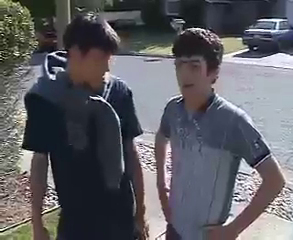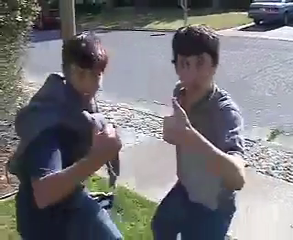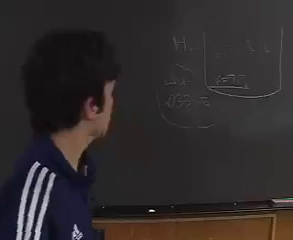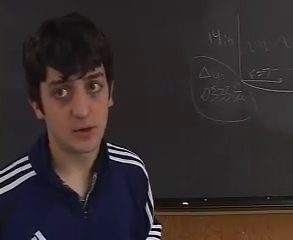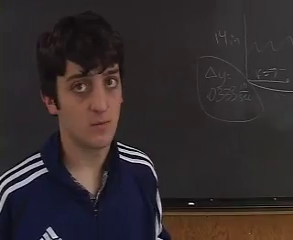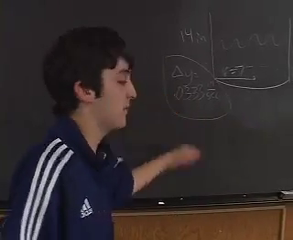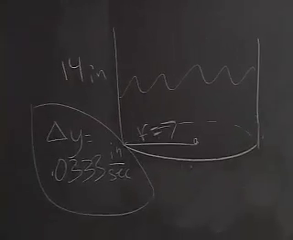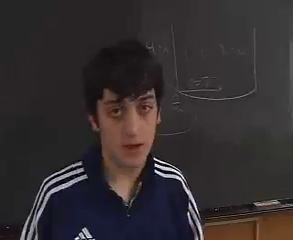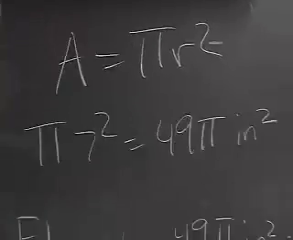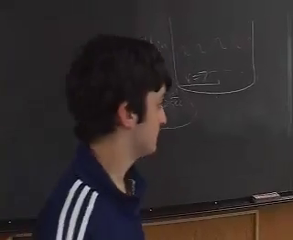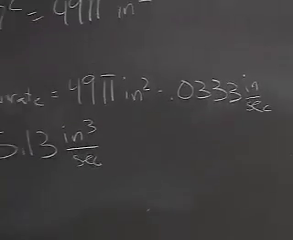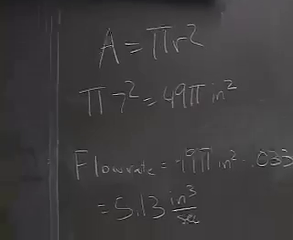But first, here's how we went about solving this interesting dilemma. Given that in the last 30 seconds the bucket had filled up 1 inch, we made a rate out of it, 0.0333 inches per second. We're also given that the radius of the base was 7 inches, and we plugged that into the area equation to find the area of the base, 49 pi inches squared. To get the flow rate, we multiplied the area of the base times the rate the Legos had told us. This came out to be 5.13 inches cubed per second, a flow rate.